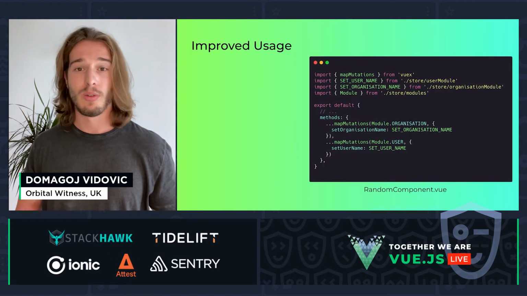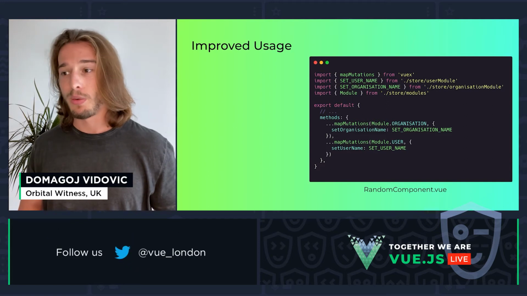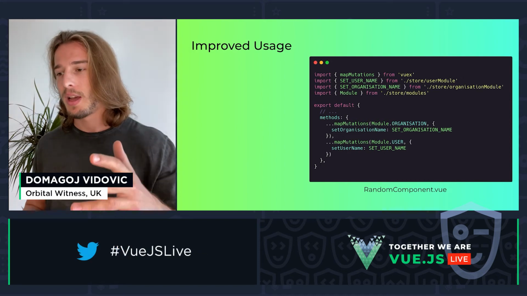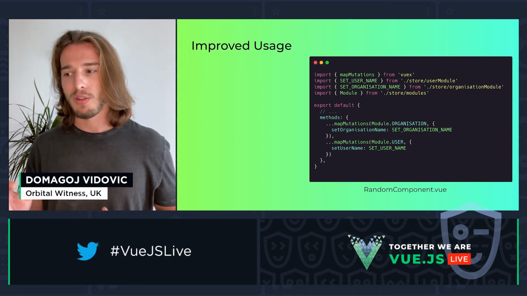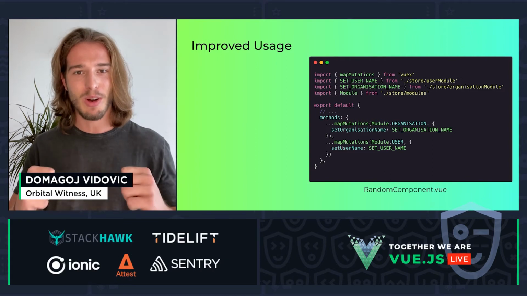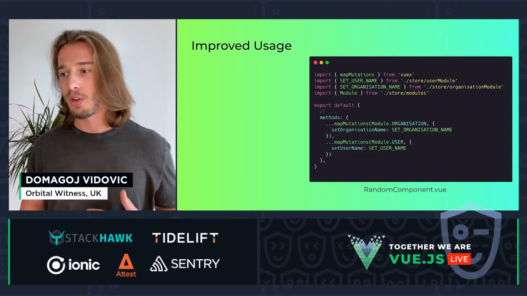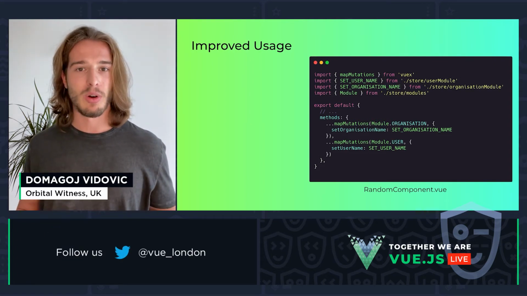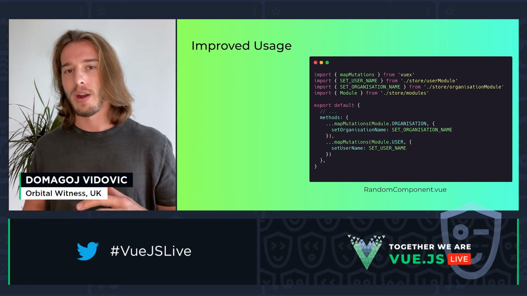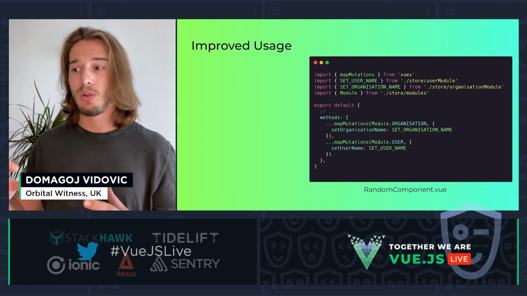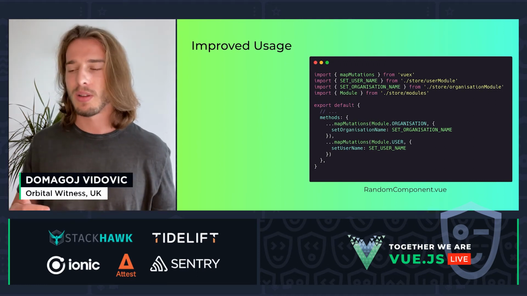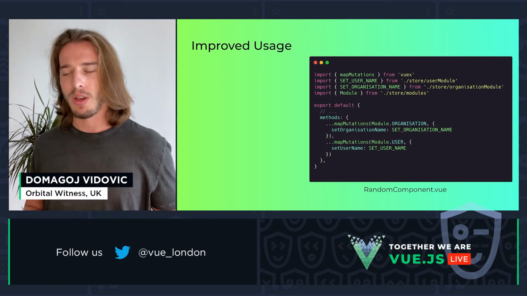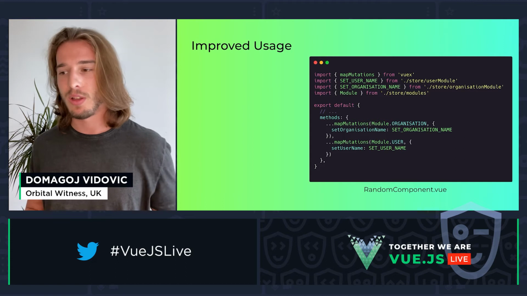So if we take a look at our random component, now we obviously need to import setUsername, setOrganizationName, and the module object. But right now, in mapMutations, we're not passing hard-coded strings anymore. We're passing a module name, and as the second argument, we're not passing an array anymore, rather an object, where we map a mutation name to a name we want to use in our component. So right now it's setOrganizationName and setUsername. You can set it any way you want. It's completely up to you.